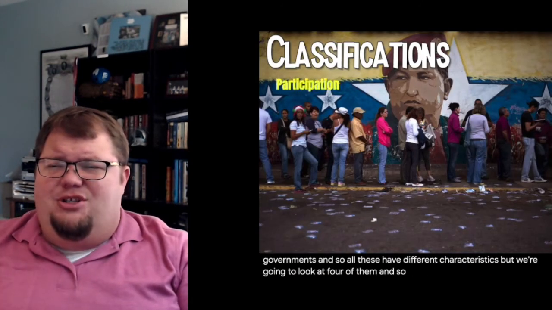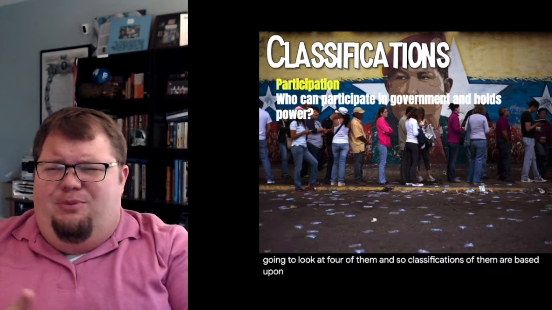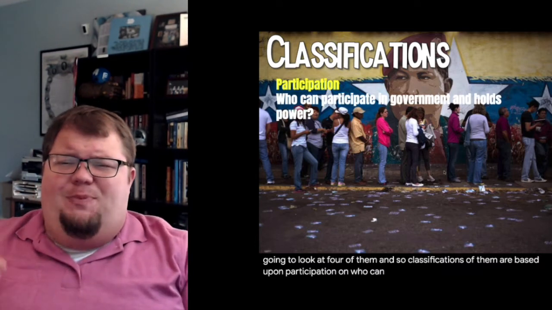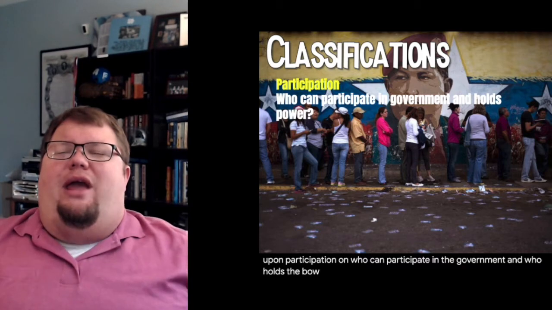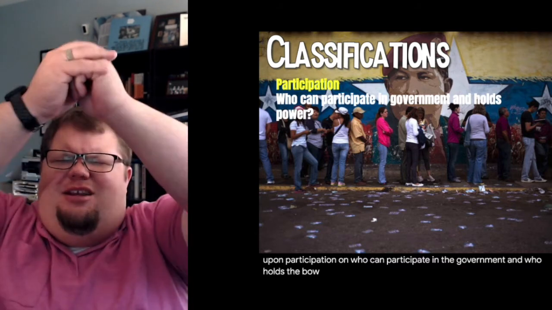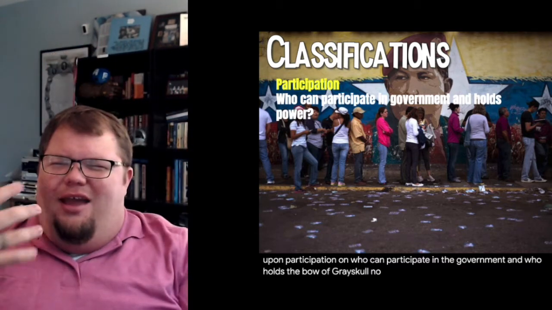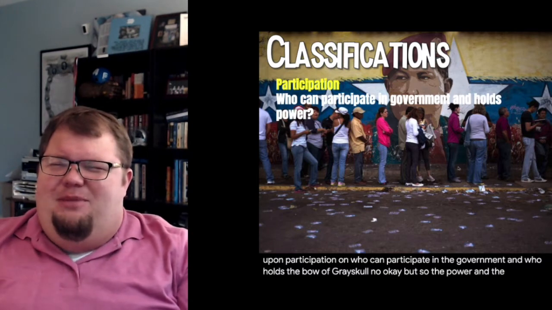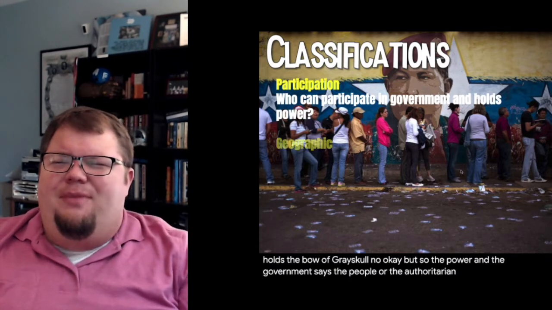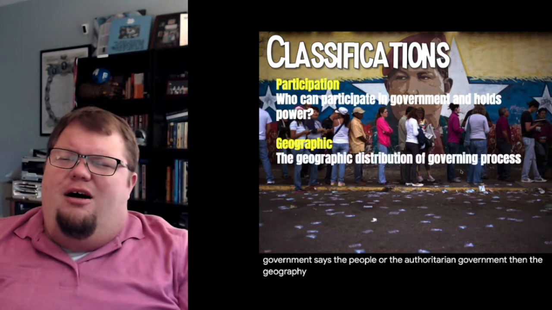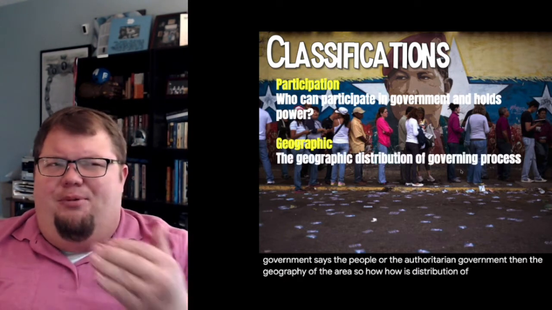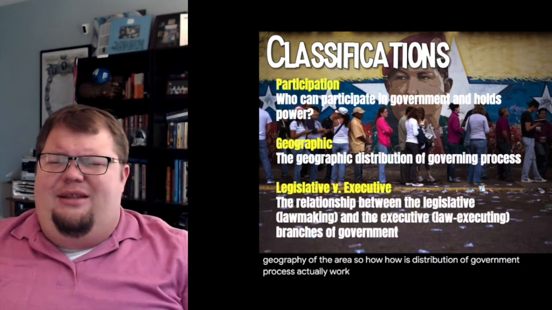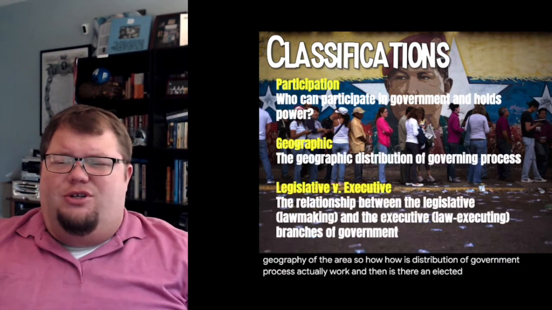And so classifications of them are based upon participation, on who can participate in the government and who holds the power. Okay, like the power of Grayskull. No, okay, but so the power and the government. So is it the people or the authoritarian government? Then the geography of the area. So how does distribution of government and process actually work? And then is there a legislative or is there an executive?